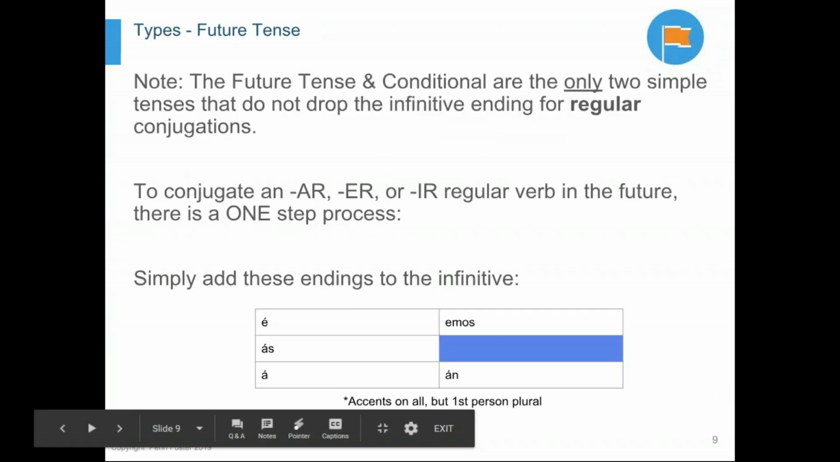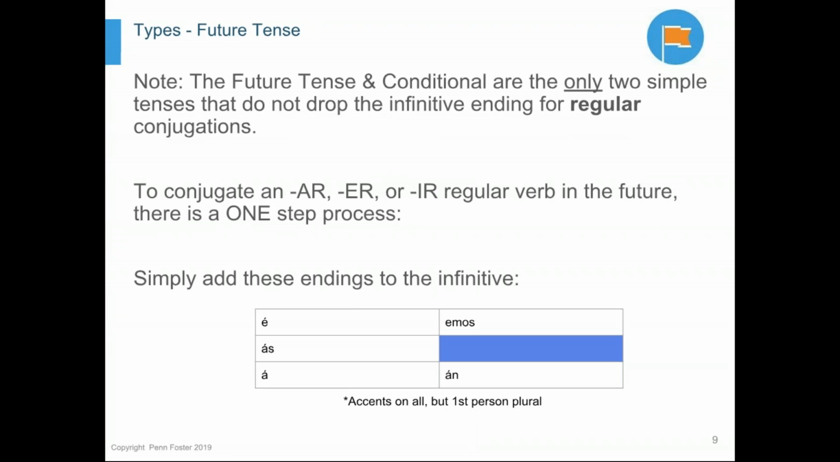Now we will discuss regular verb conjugations for both tenses. These are the only two simple tenses whose regular conjugations don't require dropping the infinitive ending, the AR, the ER, or the IR. And in this case, you're simply attaching either the future, in this case, or eventually the conditional endings. In this case, you can see the future endings on the chart below. You're going to attach them directly to the infinitive.